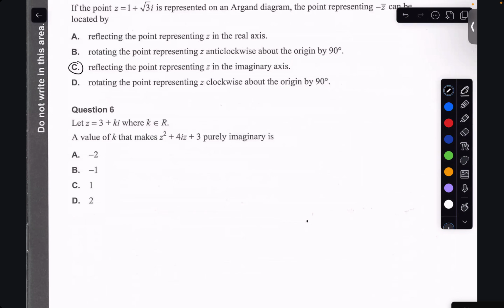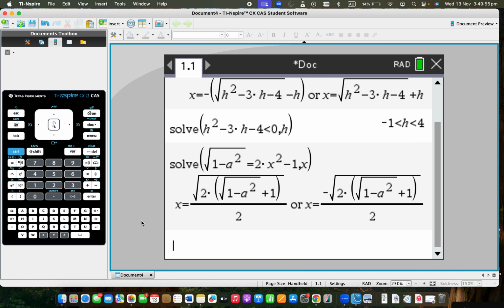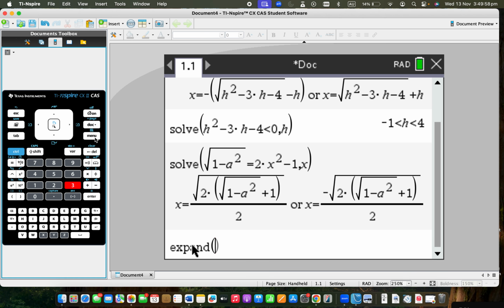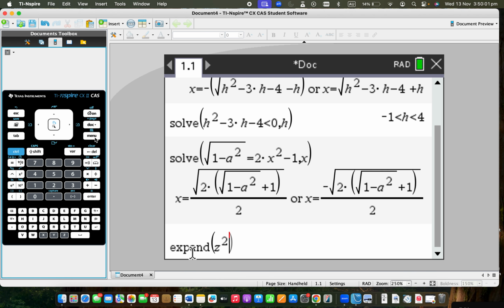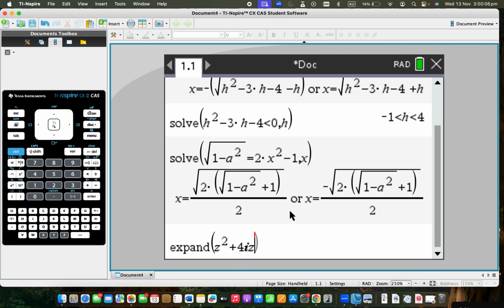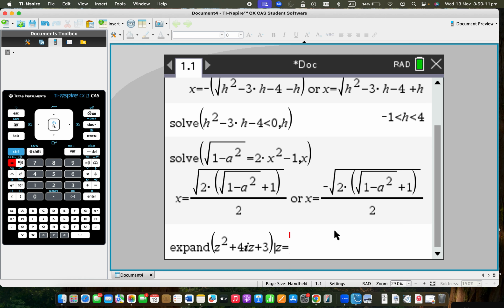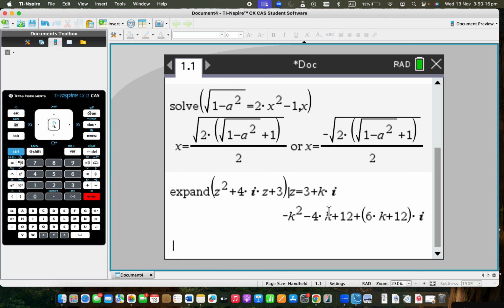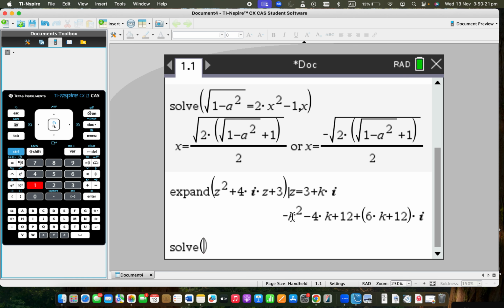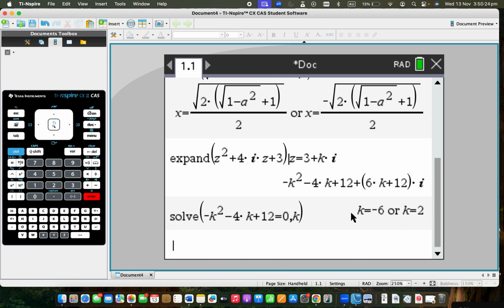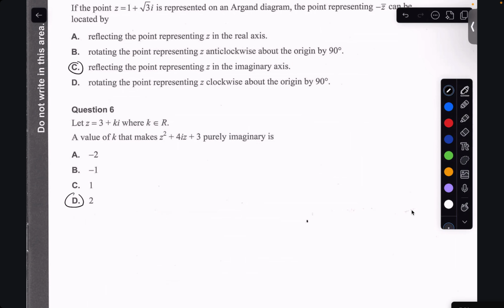A value of k that makes this purely imaginary. So what we can do is expand z squared plus 4i, this i, z, plus 3, but we know that z is 3 plus ki. Okay, so we want it to be purely imaginary, so that means that the real part is 0. And we get negative 6 or 2, but the only option there is 2. So it's a value.